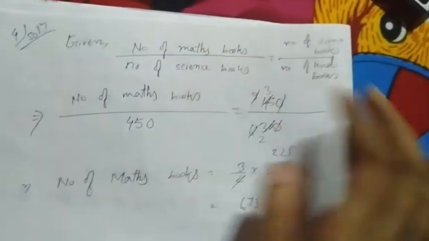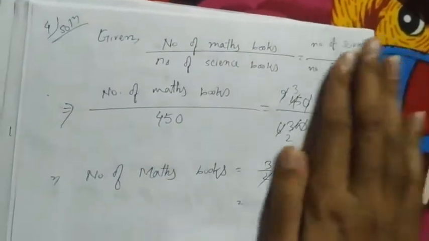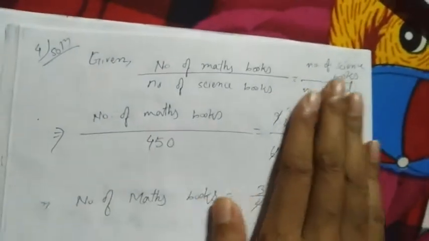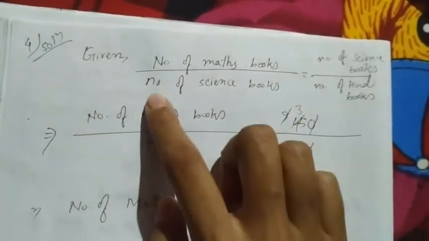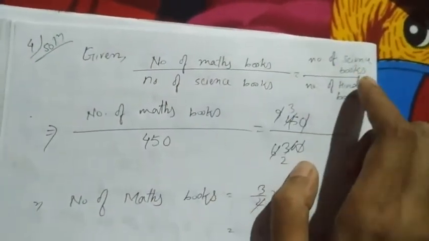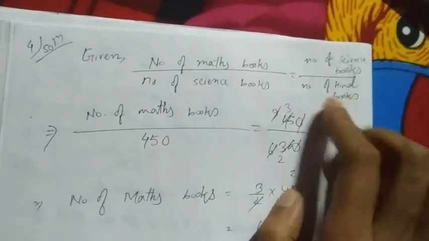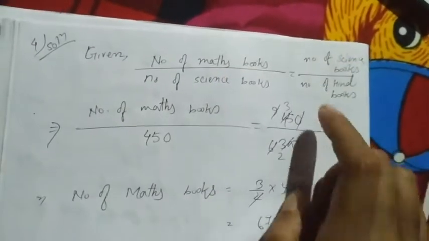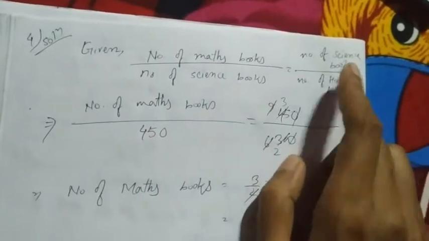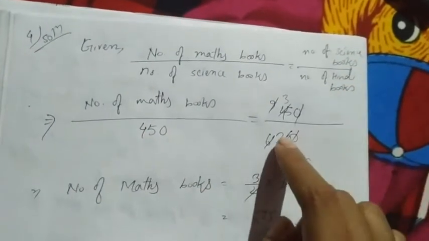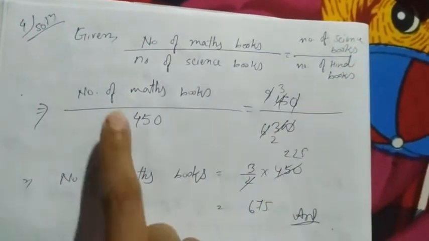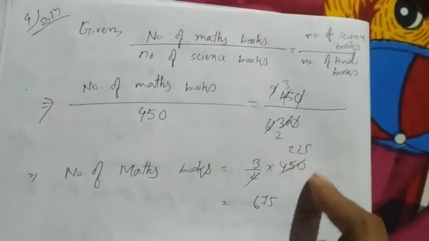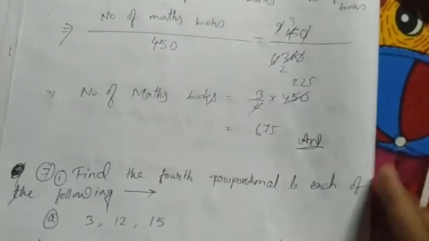Question number 4. The question is in the book, okay, you can see the book. The number of maths books divided by number of science books equals number of science books divided by number of Hindi books. So this ratio is the same, and given the number of science books is 450 and number of Hindi books is 300. So number of maths books will be ultimately 675.